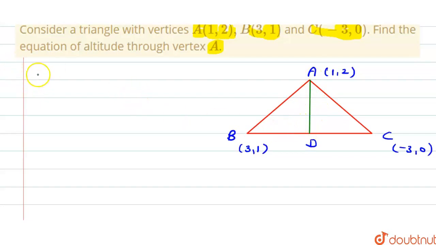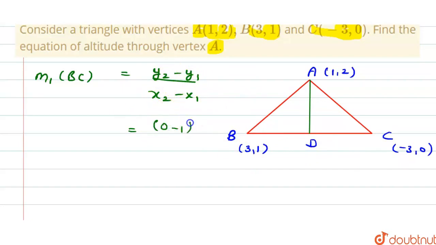So first let us find the slope of BC. Slope M1 of BC is given by (y2 minus y1) upon (x2 minus x1). Now x1, y1 are the points of B and x2, y2 are the points of C. So y2 minus y1 will be 0 minus 1 and x2 minus x1 will be -3 minus 3. So this is -1 upon -6, which equals 1 by 6.